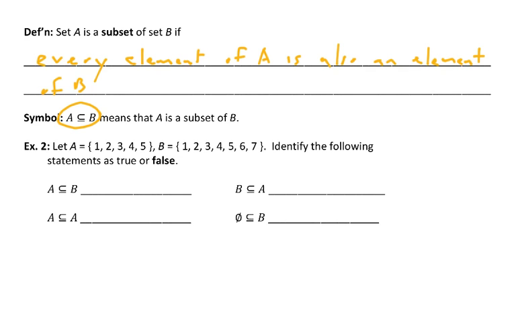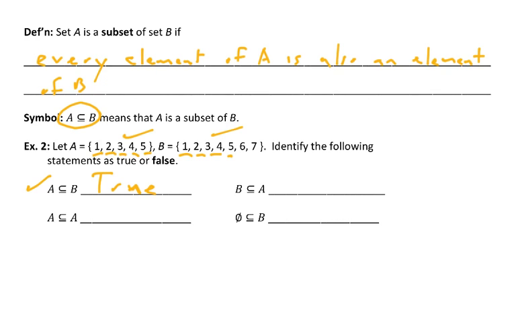So suppose the set A is the set containing 1, 2, 3, 4, 5, and the set B is the set containing 1, 2, 3, 4, 5, 6, and 7. Identify the following statements as true or false. The first one we're going to examine is A is a subset of B. That would mean every element of A is also an element of B. Is it true that every element of A is also an element of B? Yep, they are all there. This is true.